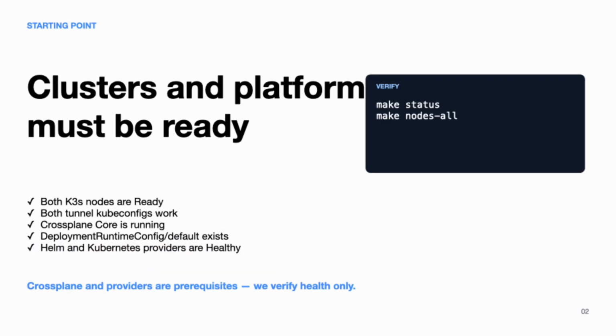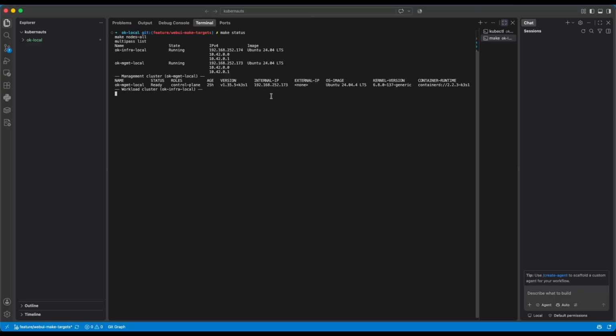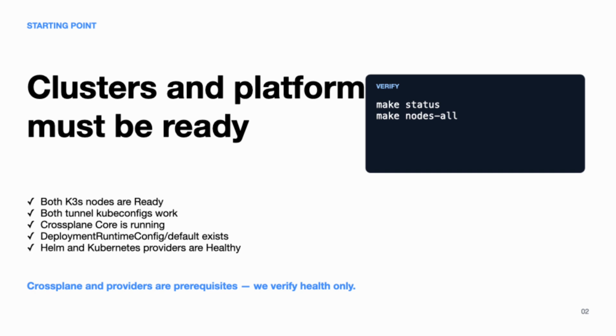We begin exactly where we left off last video. Make status shows both Multipass virtual machines. Make nodes all queries both Kubernetes APIs through separate tunnel kubeconfigs. OK Management Local is the control plane for platform intent, while OK Infra Local is the workload target.